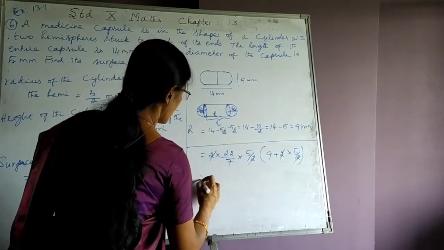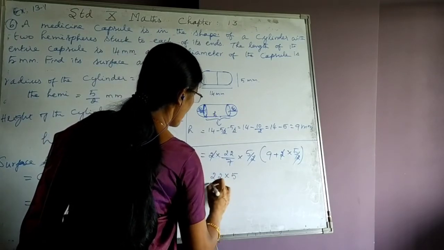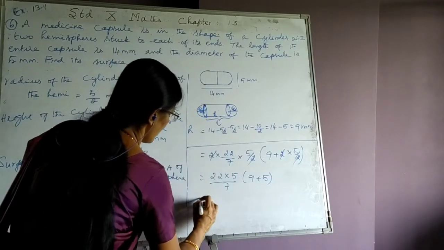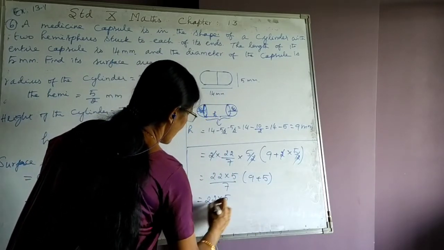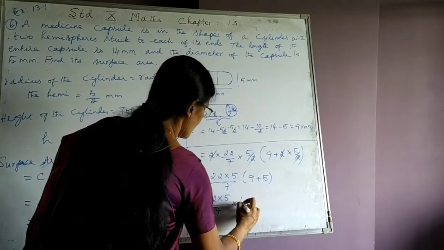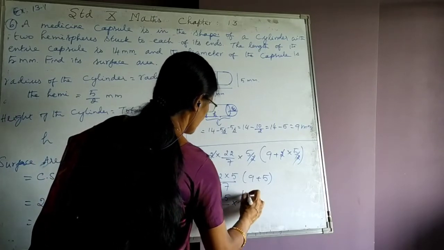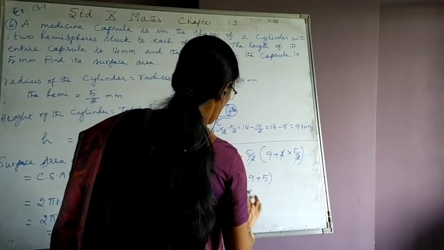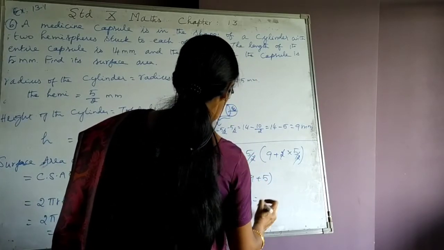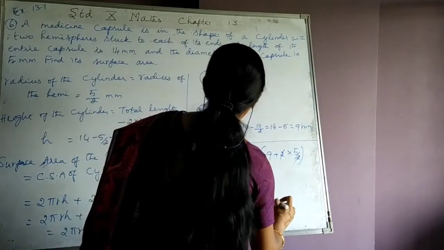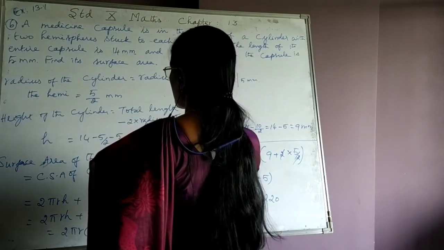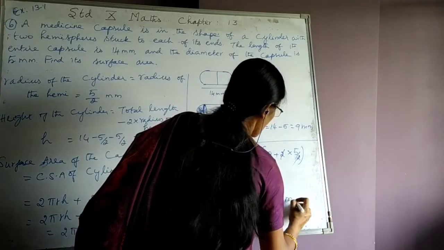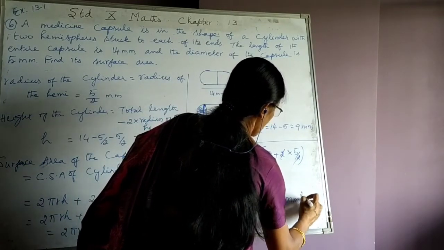Here also 2 gets cancelled. 22 into 5 upon 7 into 9 plus 5, which is 22 into 5 upon 7 into 14, which is equal to, 14 goes here 2 times, which is equal to 220. The unit given is millimeter, therefore we get 220 millimeter square.